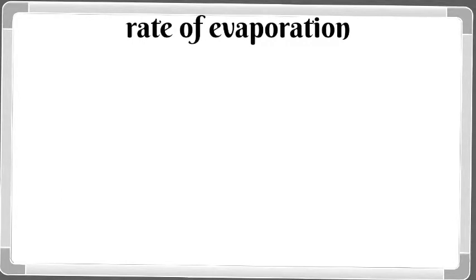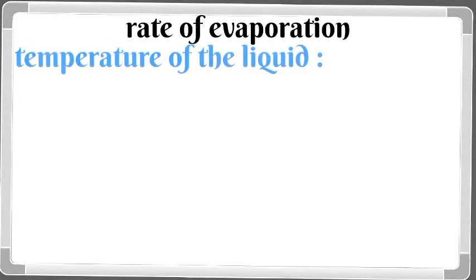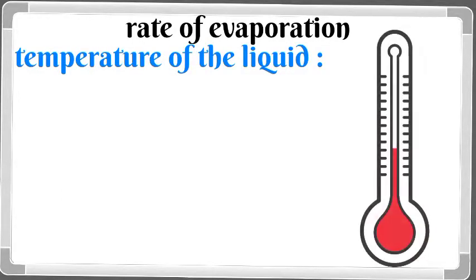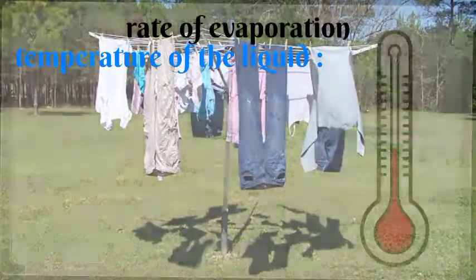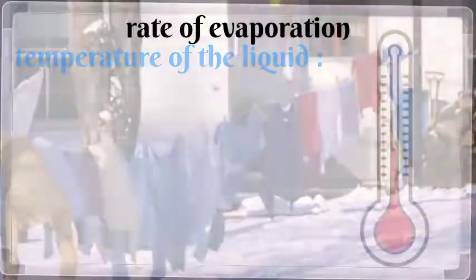The rate of evaporation of a liquid depends on the temperature of the liquid. When the temperature of a liquid is high, the rate of evaporation is also high. For example, a wet cloth dries up faster on a hot day than on a cold day.